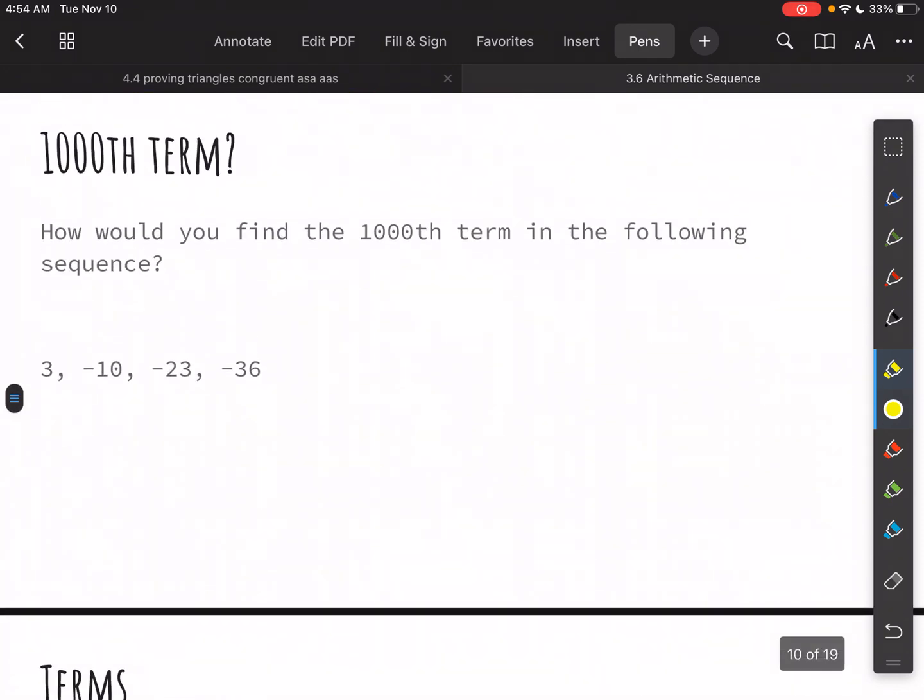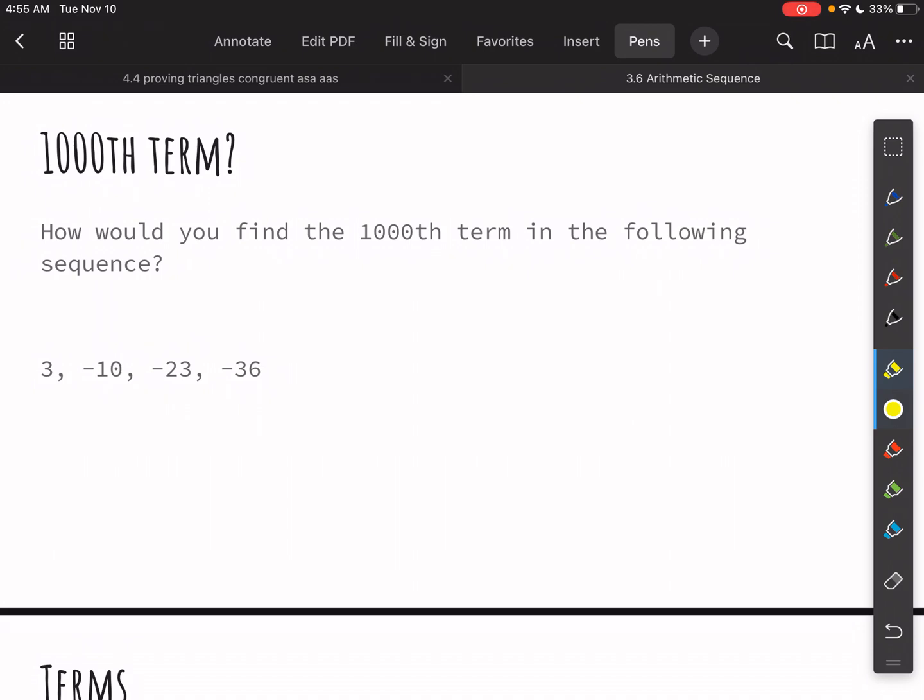So here's an interesting question that I pose to my Algebra 1 class every year. Most years, I have a student or two that can figure out what the 1,000th term would be on this. But for the most part, people are like, huh, how would you do that? And like, I'm not going to sit here and make 1,000 numbers in some pattern and try to find that out.